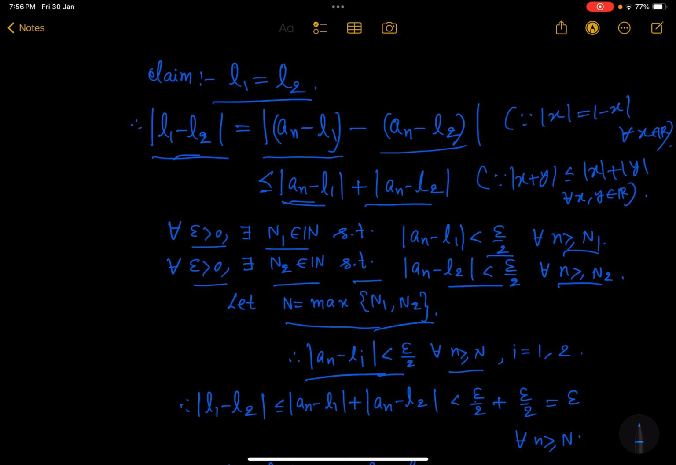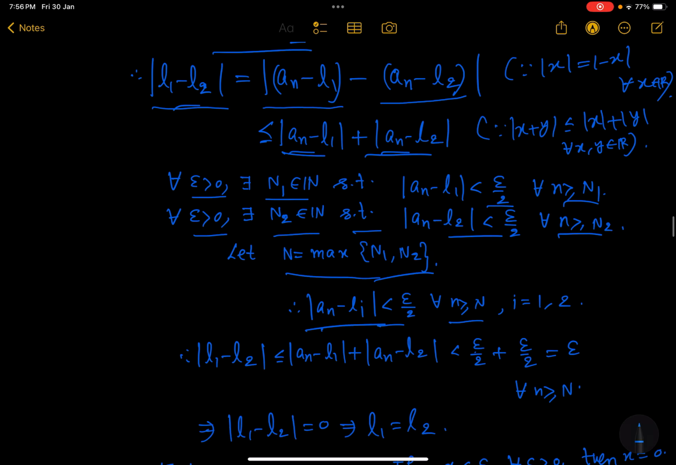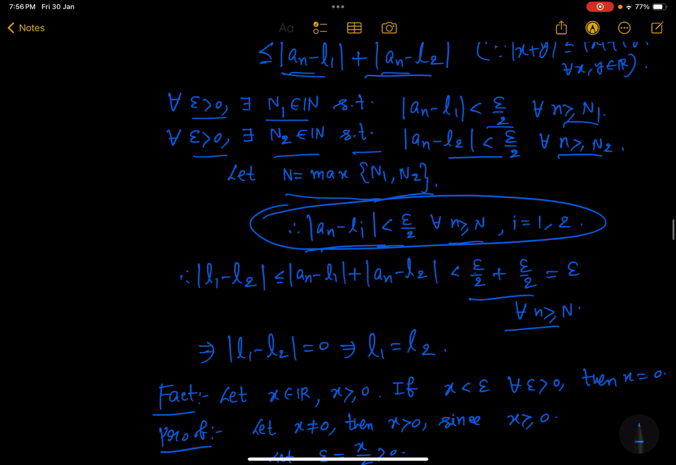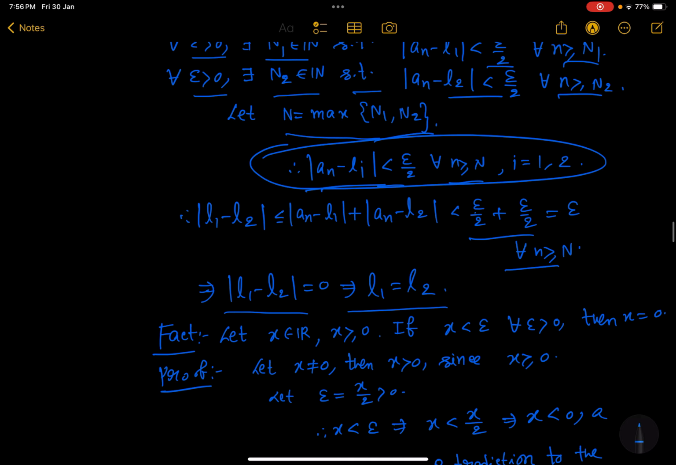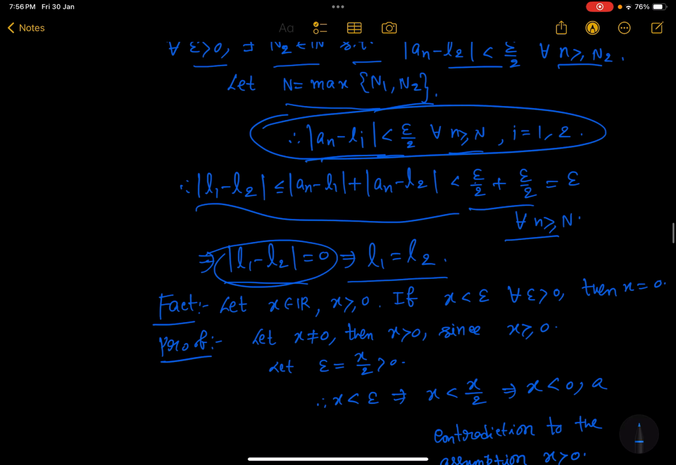This is less than epsilon by 2. This is also less than epsilon by 2. So use this, and this is true for every n bigger than or equal to N, because this inequality is true for every small n bigger than or equal to N. So ultimately we will get that this is 0, which implies L1 equals L2. So how did we get that this is 0 from this inequality? This is the fact: let x be a non-negative real number.